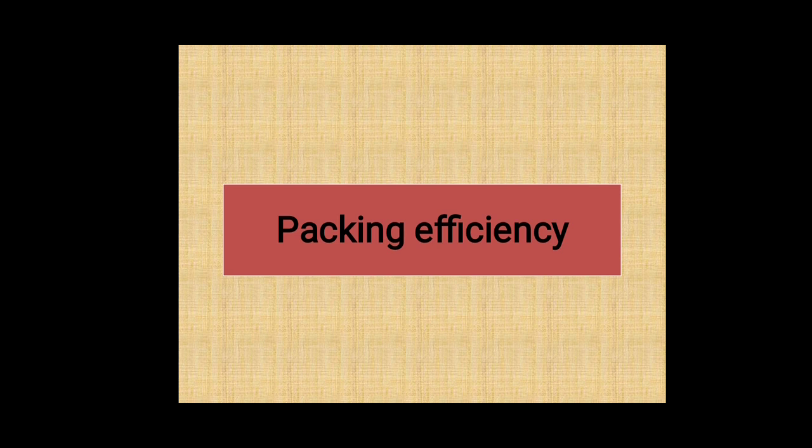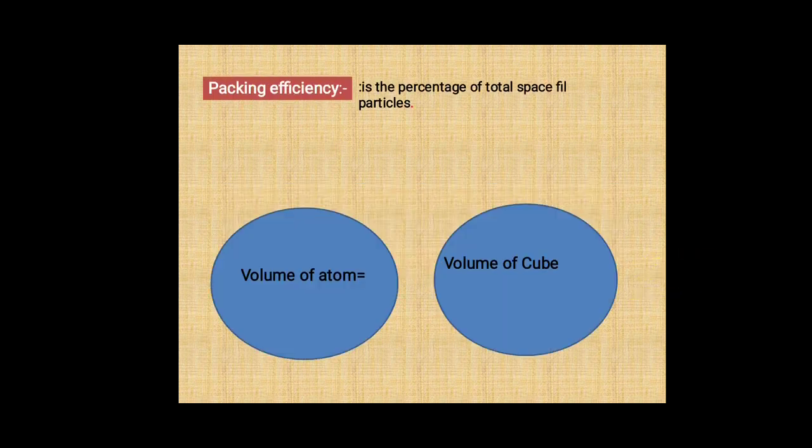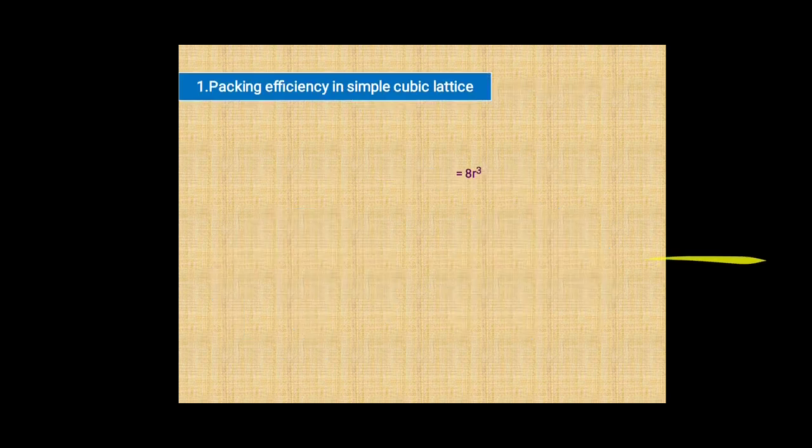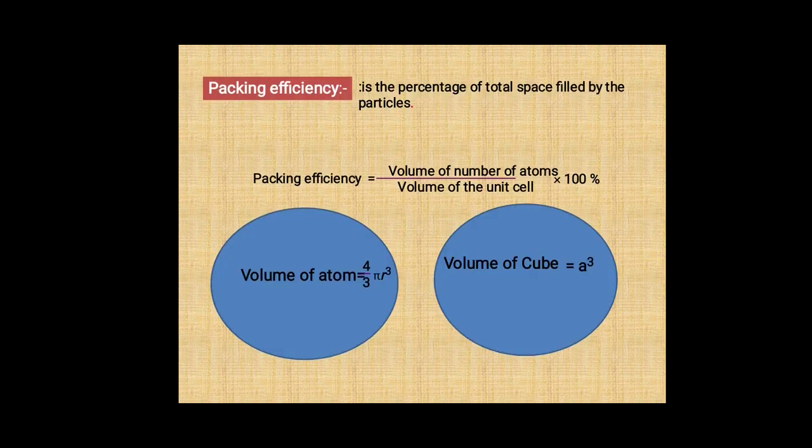You are going to study the three types of unit cells. One is simple cube, another is body centered cube, and another is face centered cube. Let us understand again the definition. Packing efficiency is the percentage of total space filled by the particles, as I have mentioned. So, how can we obtain a mathematical expression? Packing efficiency is the percentage ratio of volume of number of atoms to the volume of unit cell, into 100.